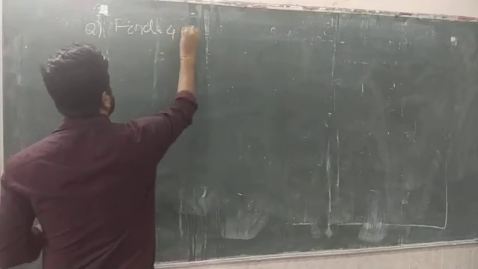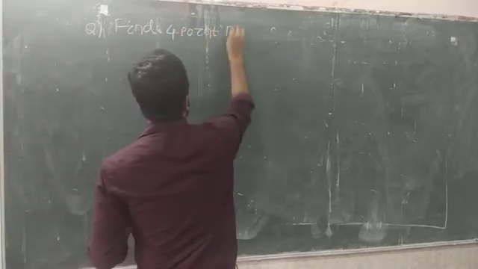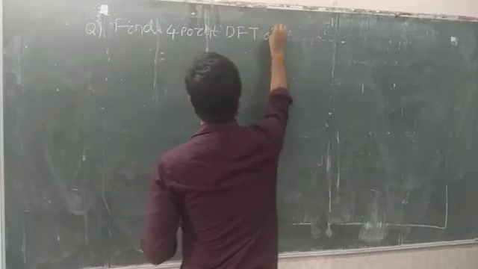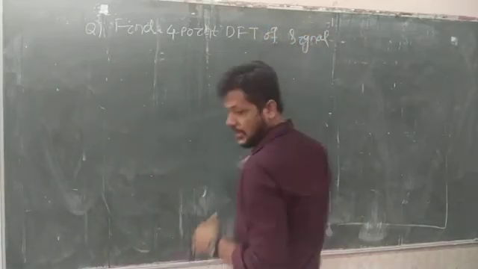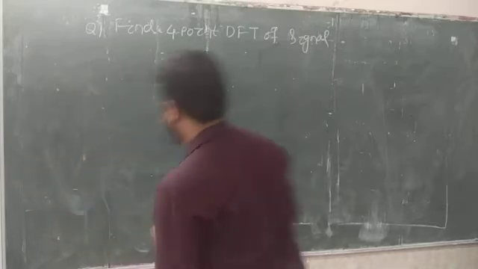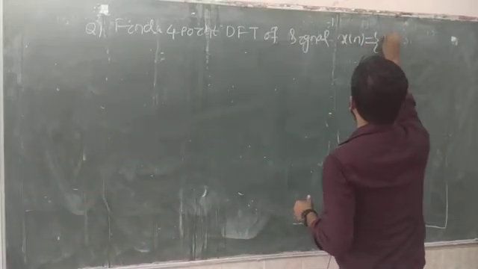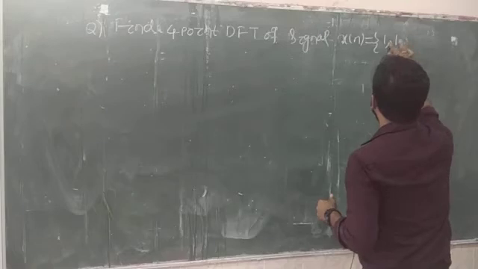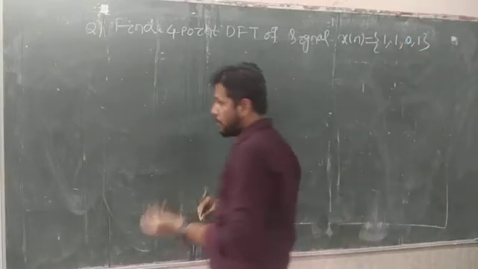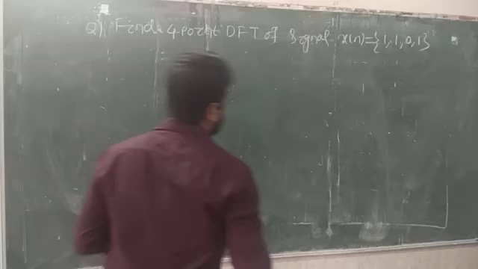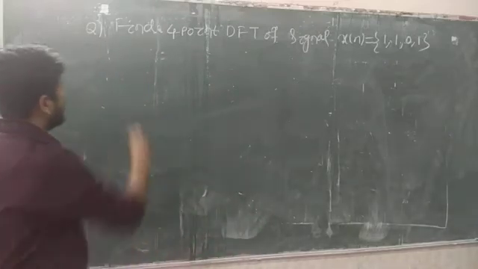Find the 4-point DFT of signal x(n) is equal to 1 1 0 1. Find the 4-point DFT of the given signal, that is x(n) is equal to 1 1 0 1, by using the matrix method.